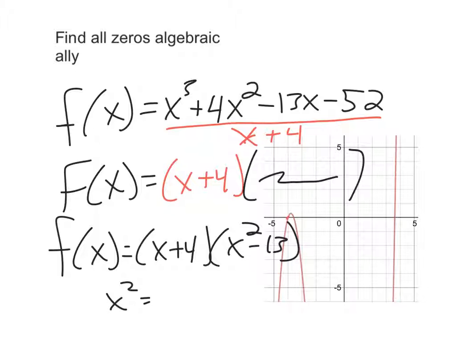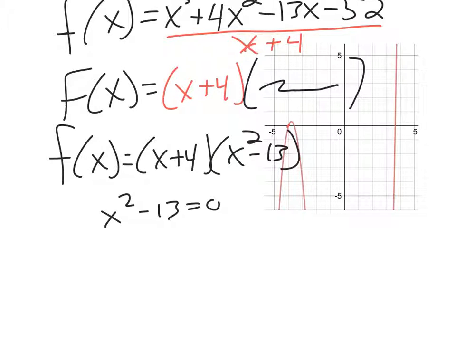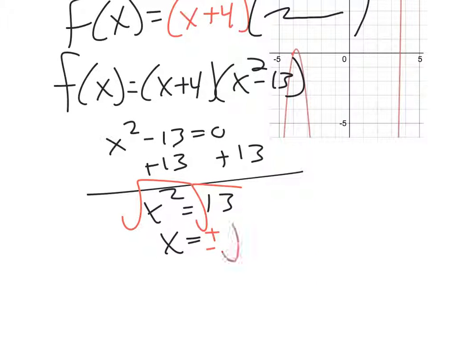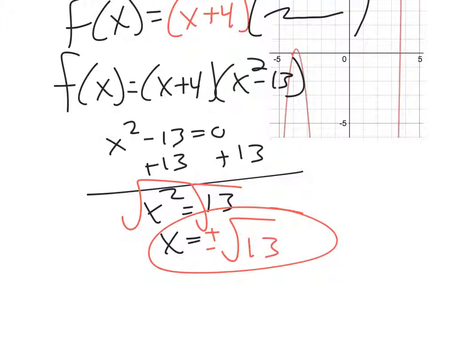Set that equal to 0, and then solve that little equation, because you're going to find out what it's going to take to make that parentheses equal 0. x squared equals 13. Take the square root, cancel out that squared, but you have to remember, every time you do that, it's a positive or a negative square root of 13. So positive square root of 13, negative square root of 13, and x equals -4 are 3 roots. Those are 3 zeros.